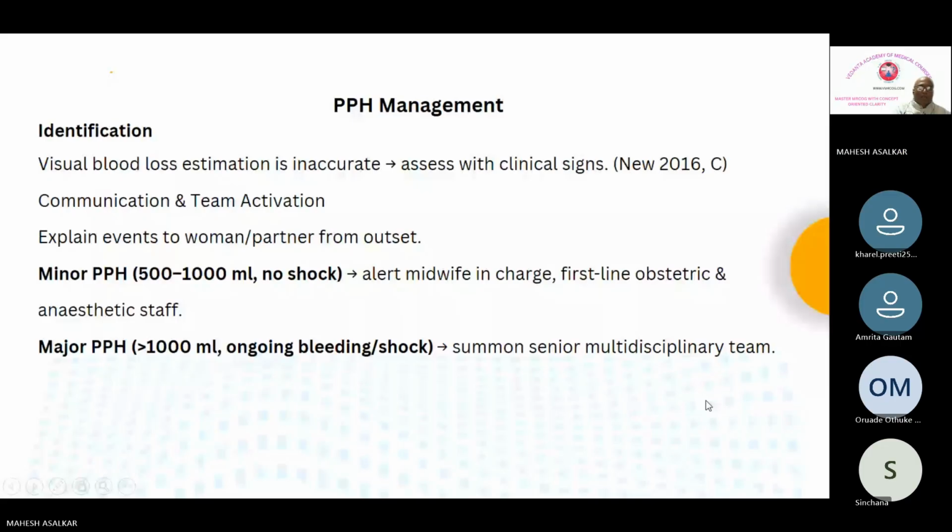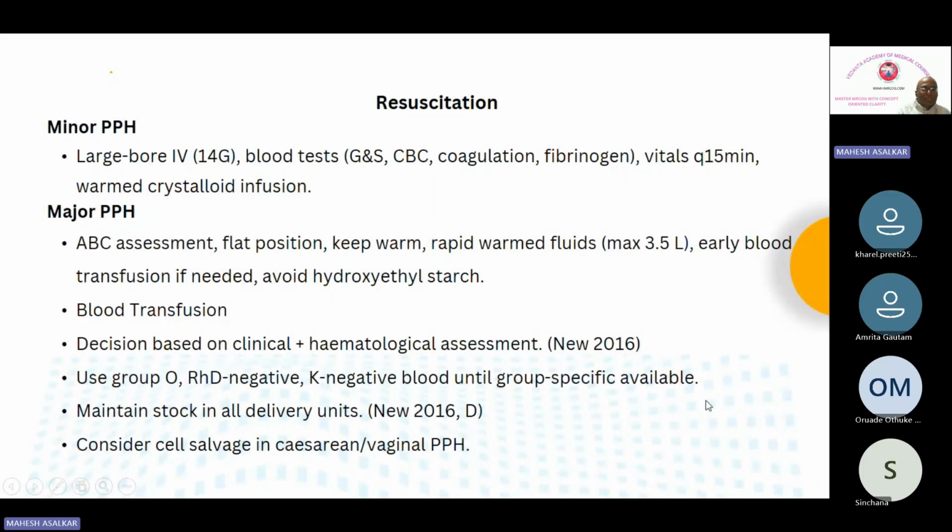Then coming to resuscitation for minor PPH, use a single large bore IV cannula, 14 gauge. Then send blood tests: CBC, coagulation profile, fibrinogen. Monitor vitals every 15 minutes and give warm crystalloid infusion. For major postpartum hemorrhage, assess airway, breathing, circulation. Give flat position, keep the patient warm. Give rapid warm fluids, approximately 3.5 liters: 2 liters of warm saline and 1.5 liters of colloid if the blood is not available. Early blood transfusion is needed. Avoid starch, that is hydroxyethyl starch.